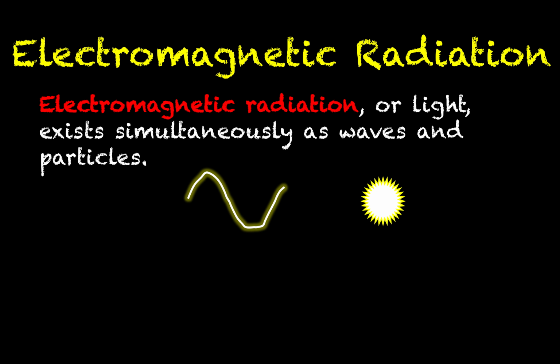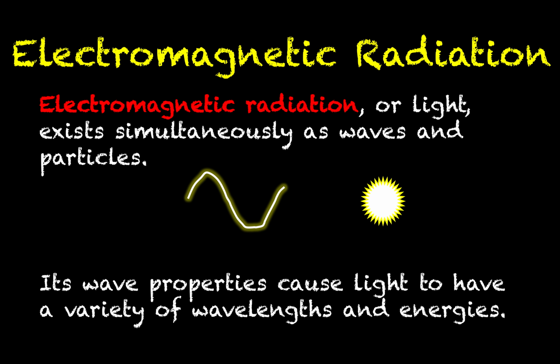So, electromagnetic radiation, in physics terms, exists simultaneously as both a wave and a particle. Now, for our understanding of electromagnetic radiation, we need to understand its wave properties. Its wave properties are going to cause different kinds of light to have different types of wavelengths and energies.